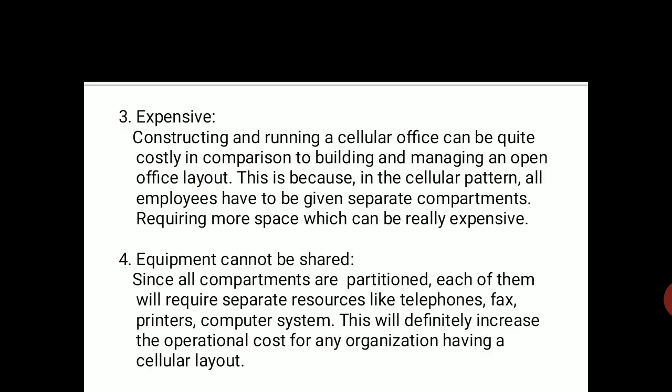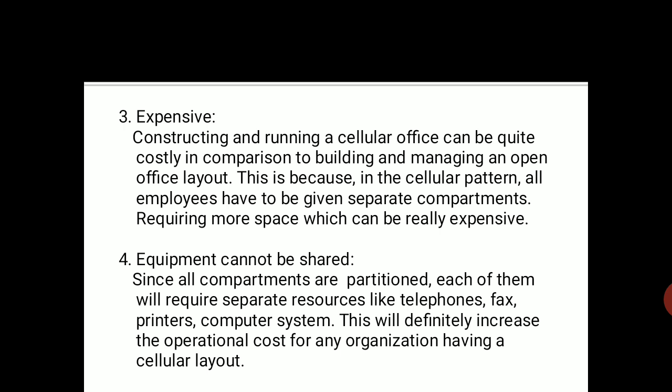The third one is that it is expensive in nature, because constructing and running a cellular office can be quite costly in comparison to building and managing an open office layout. Why? Because here in the cellular pattern, all the employees have to be given separate compartments, requiring more space, which can be really very expensive, because you are bringing the whole setup in one cell. Then each individual requires their own equipments or whatever their necessities are. So it is a kind of expensive affair.